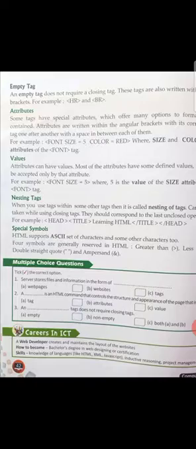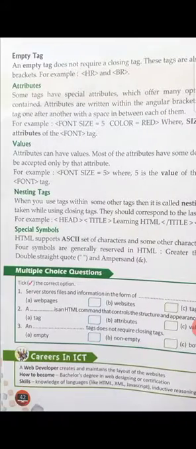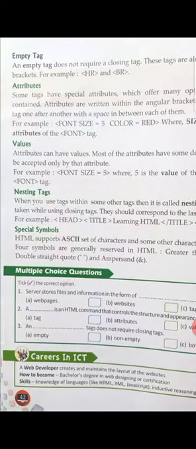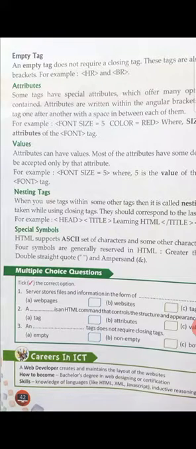Attributes. Attributes are part of a tag. Some tags have special attributes which offer many options to format the tag's content. Attributes are within the angular brackets with the corresponding tag, one after another with a space in between each of them. For example, font size 5, color red, where size and color are the attributes of the font tag. Yes, we are working on font but this is the attribute of the font tag.